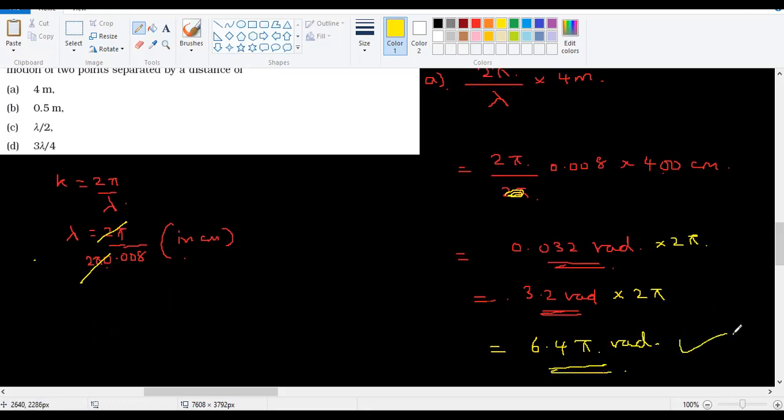So let's see the answer. After this, it's the same method. In place of 4 meters, you have to put 0.5 meters. In place of lambda, you should put lambda by 2, or 3 lambda by 4. Lambda cancels. So follow the same method, we should get the answers. This you can do by common sense.